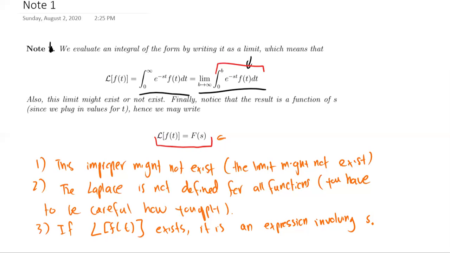Again, as a summary, it might not exist. The Laplace transform of a function might not exist because it's a limit, an improper integral, meaning that you have to be careful when you use it on a function. You have to make sure that the Laplace transform actually exists. You're not given for free that for any function you have, the Laplace transform is going to exist. And finally, if it exists, since we're evaluating from 0 to b over the variable t, you're left with an expression involving only the variable s, not the variable t. In other words, it's a function of s. Okay, so that's just what the Laplace transform is.